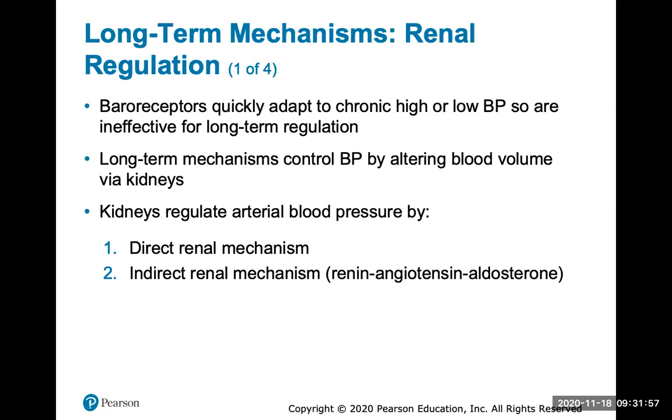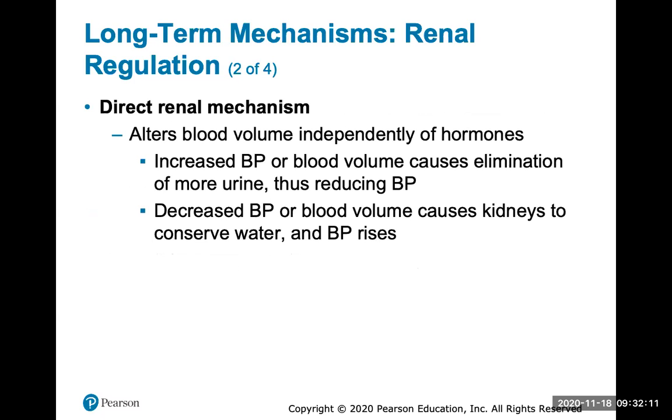Long-term mechanisms include renal control. Long-term mechanisms control blood pressure by altering blood volume via the kidneys, and the kidneys can regulate arterial blood pressure by a direct renal mechanism or an indirect renal mechanism. Direct involves altering blood volume independently of hormones. Increasing blood pressure or blood volume causes elimination of urine, thus reducing blood pressure, and decreased blood pressure or blood volume causes your kidneys to conserve or retain water, and that causes your blood pressure to rise.